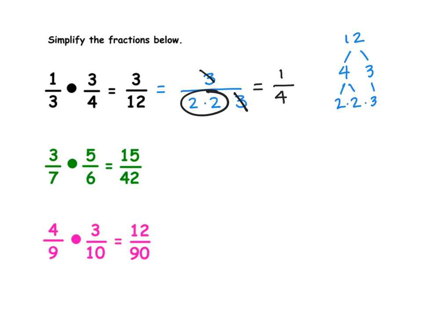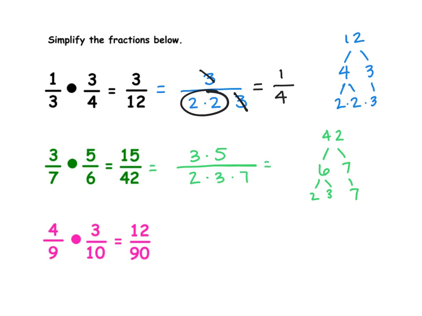Let's try it again. 15 over 42. The prime factorization for 15 is 3 times 5, and maybe offhand I don't know 42, but I can make a tree diagram to find it. 6 times 7 is 42. Now 6, I know that that's 2 times 3, and 7 is prime. So I have 2 times 3 times 7.